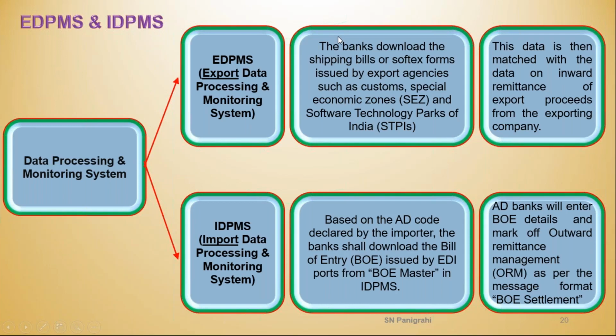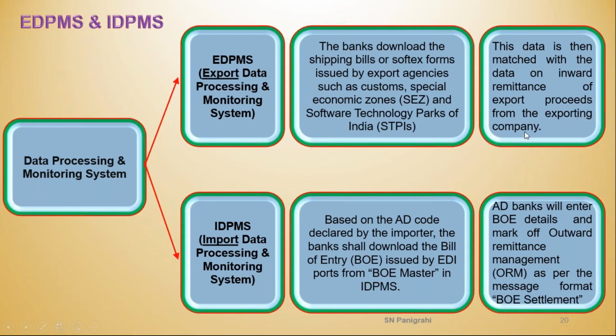After the payment is received, then a reconciliation happens. Whatever goods or services have been exported, to that extent we have received the payment. So that is why the reconciliation has to happen. That is through the electronic system, that is EDPMS. EDPMS is very important, and certain people are also getting notices because of this. If it is not reconciled and not matching, then definitely you will get notices.